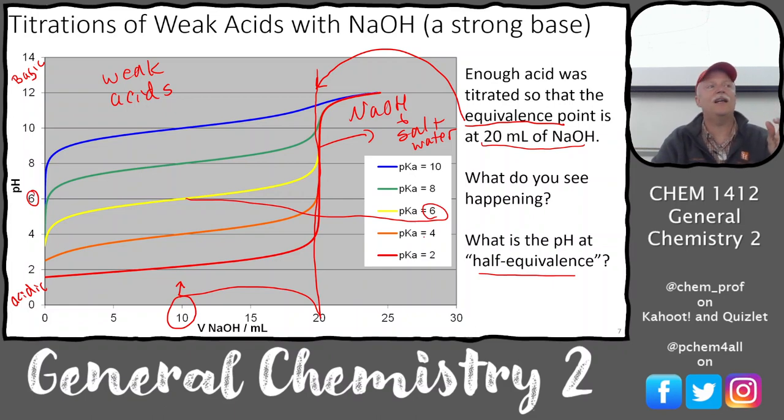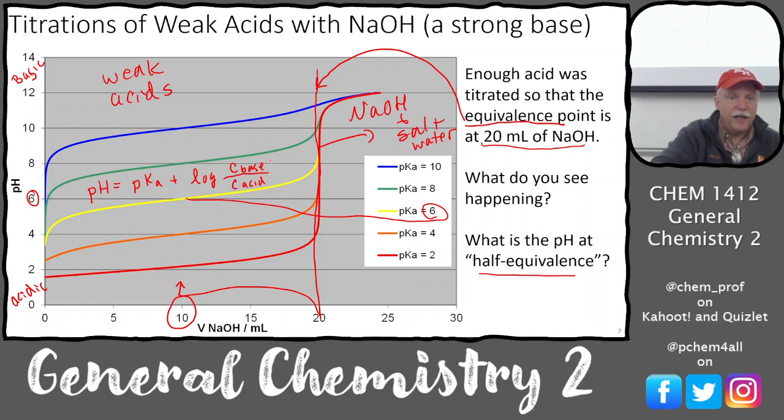Now, we've already seen that equation. It's just here we're seeing it in terms of a graph. So what is that Henderson-Hasselbalch equation? The pH is equal to the pKa plus the log of the concentration of the base over the concentration of the acid. And that's the acid and its conjugate base. So when I'm titrating this, I'm turning the acid into its conjugate base.